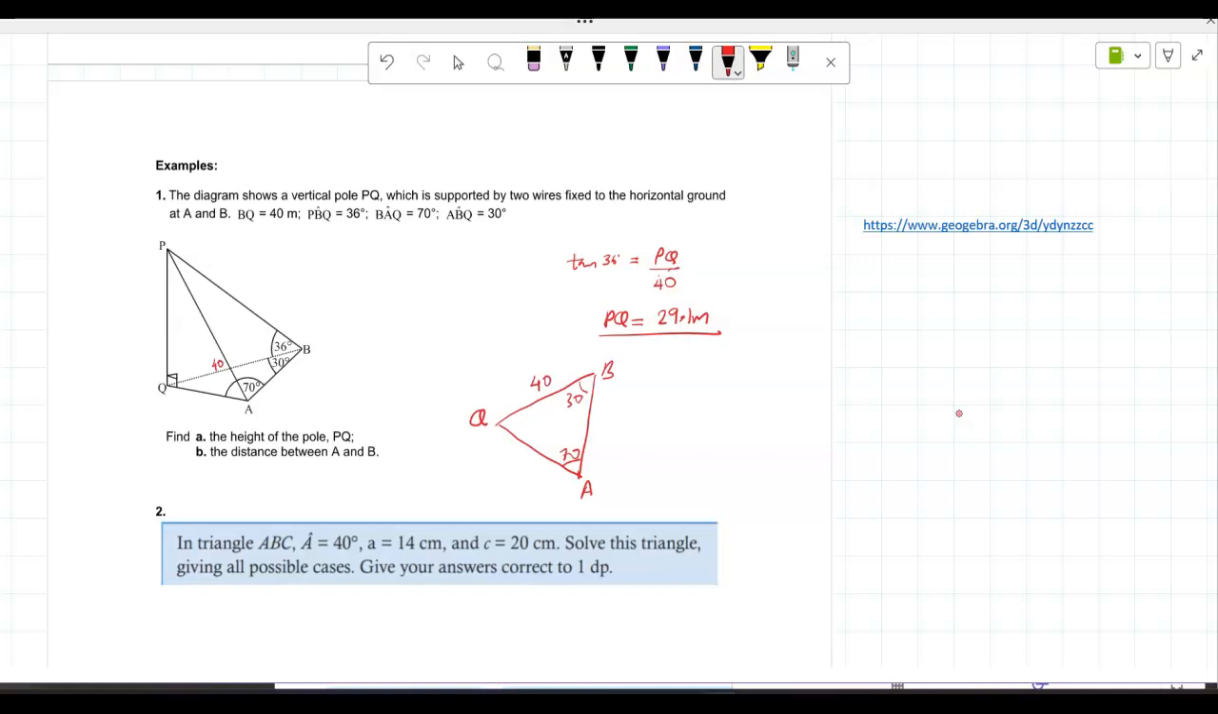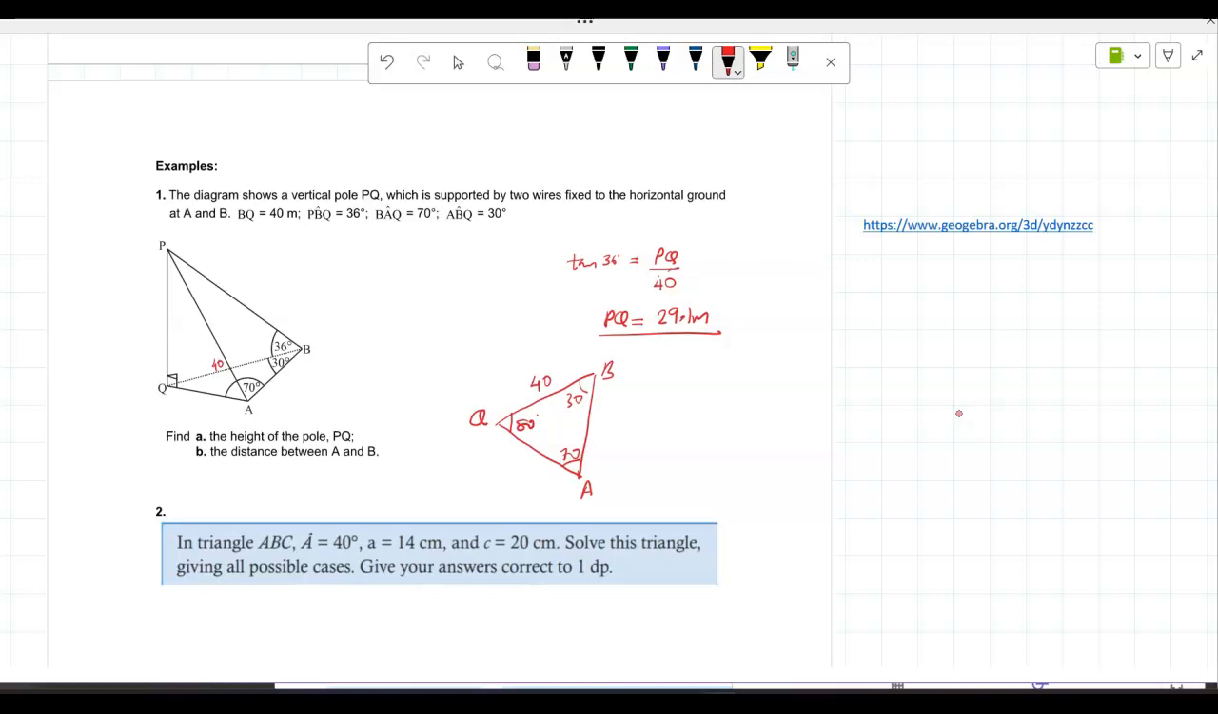And angle Q is 80. It's given. I figured that out because the sum of angles of a triangle has to be 180. So now you have to find out AB.